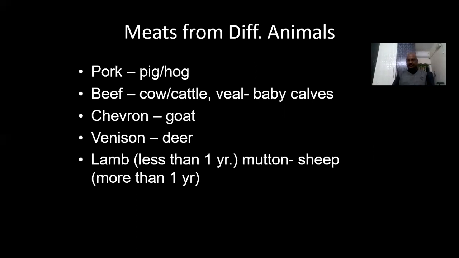Meats from different animals: pork, pig, beef, chowan, goat, venison, deer, lamb less than 1 year, mutton, sheep more than 1 year. These are the meats from animals.